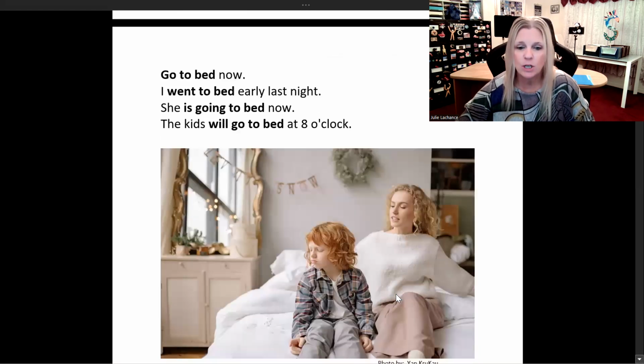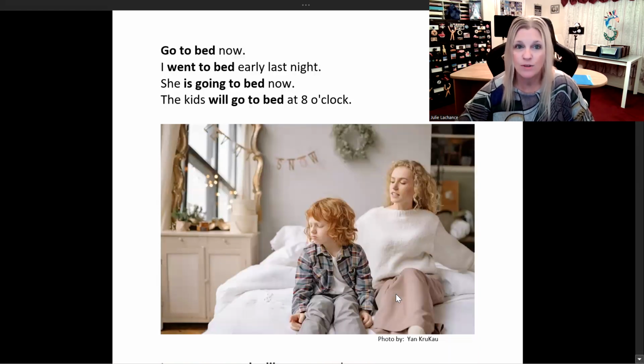So you can see in this picture that this child does not want to go to bed, right? That happens sometimes with our children. They don't want to go to bed.